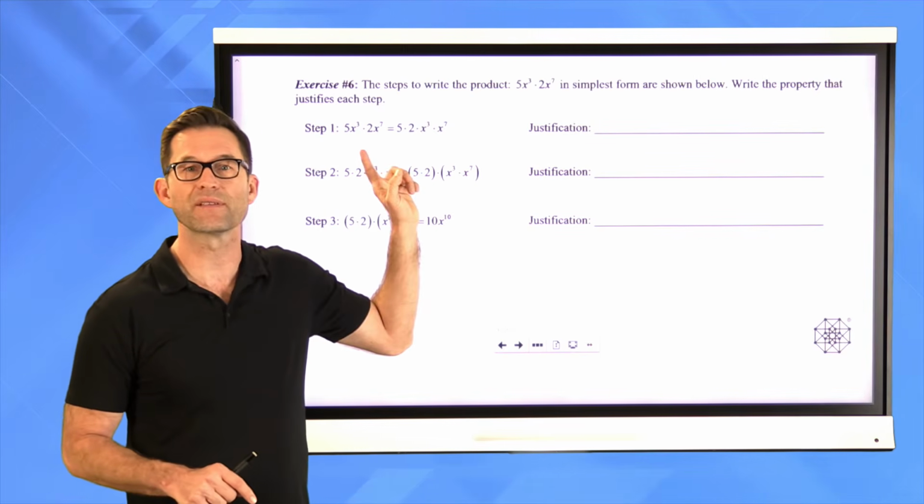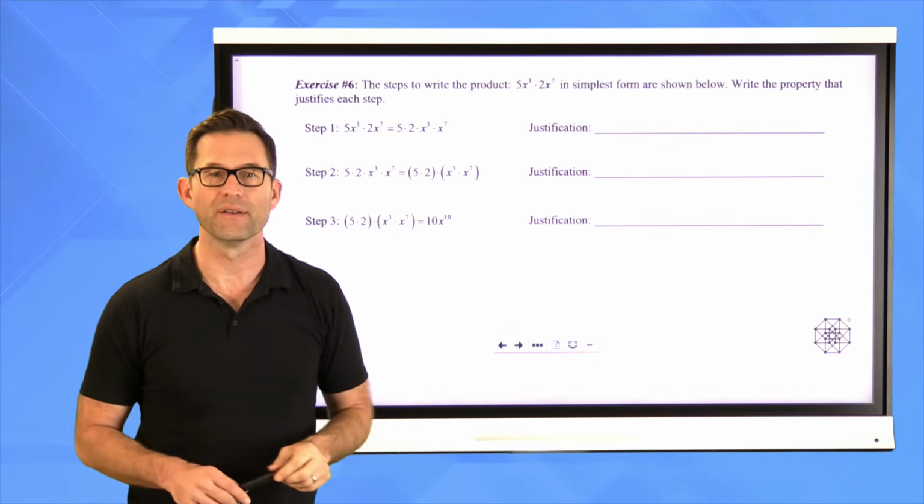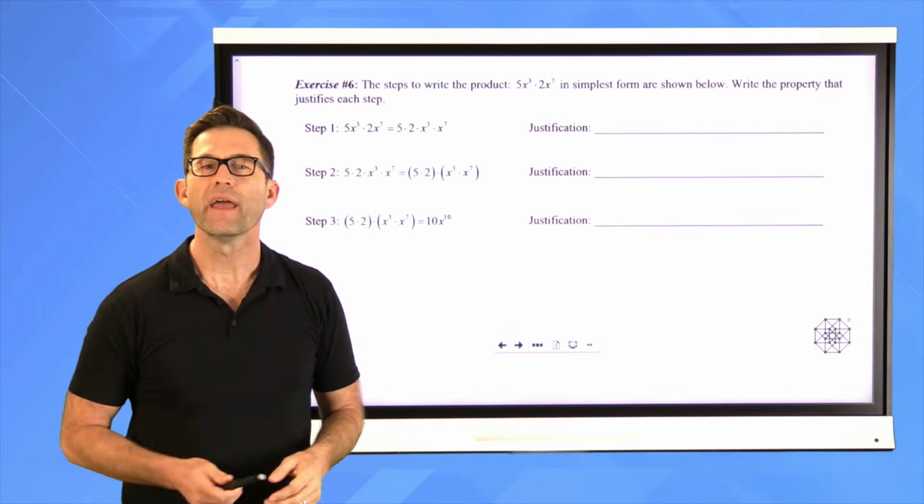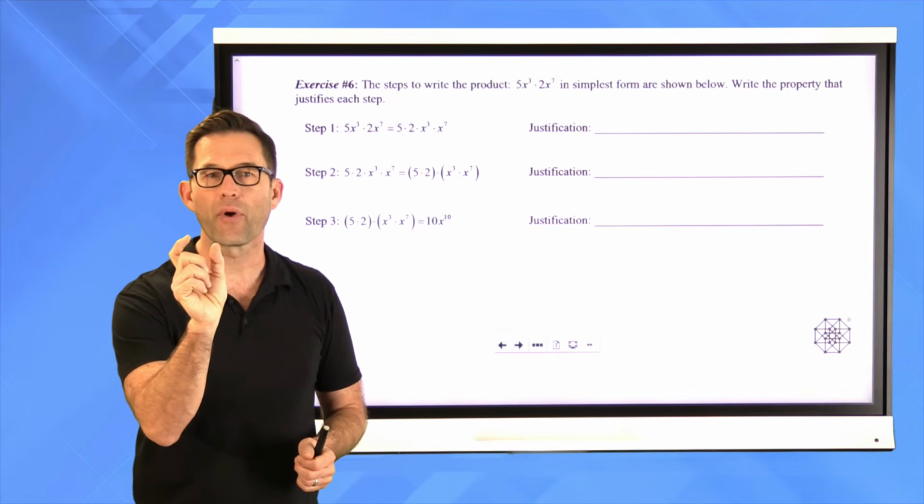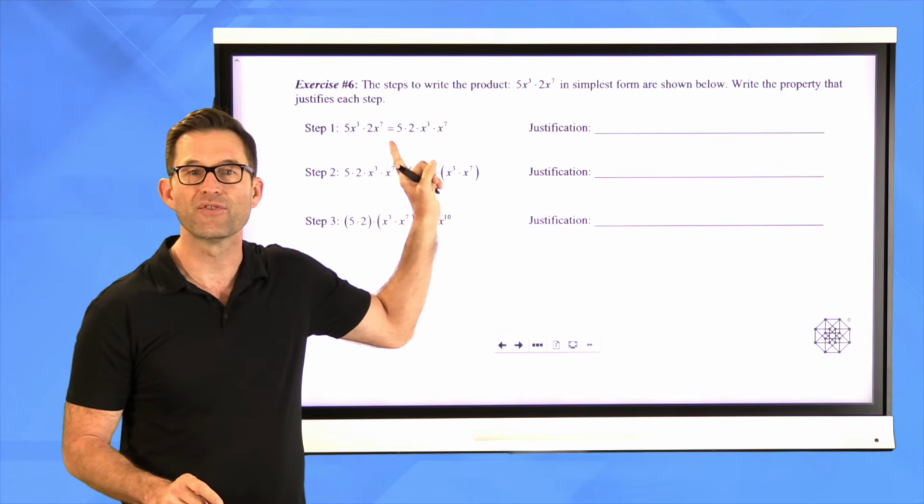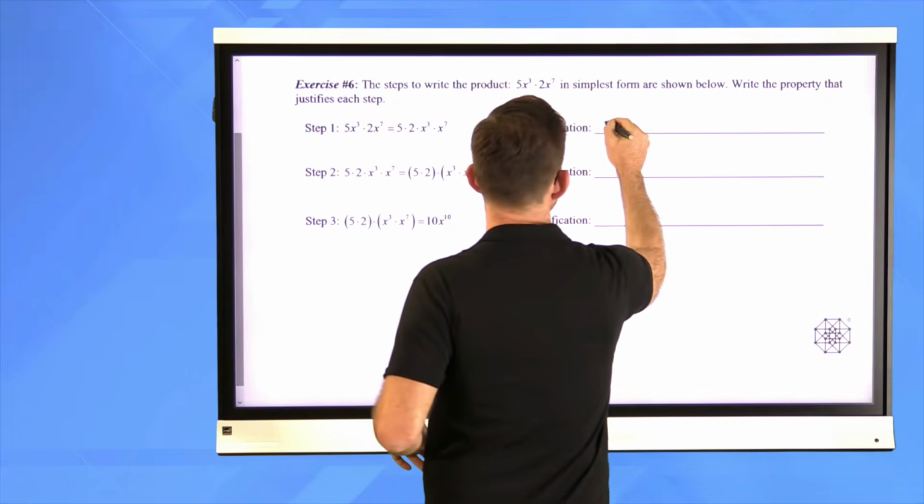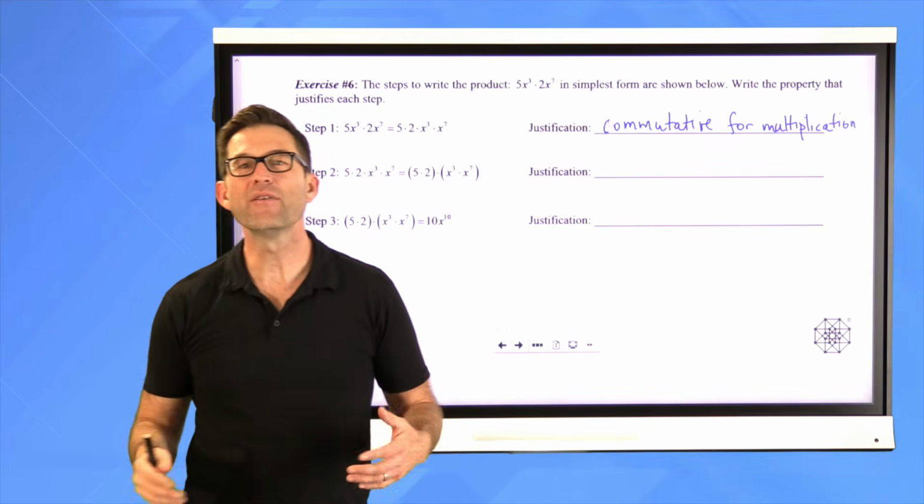So what allows us to basically take the x squared and the 2 and flip-flop them? What property does that? Well, it's the commutative property of multiplication. The commutative property of multiplication says anytime we've got a product of 2 things, like x to the 2nd and 2, we can flip them to make that into 2 times x to the 2nd. So that's just commutative for multiplication.